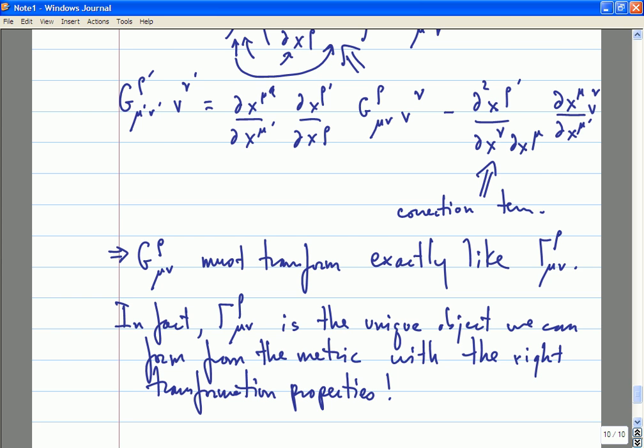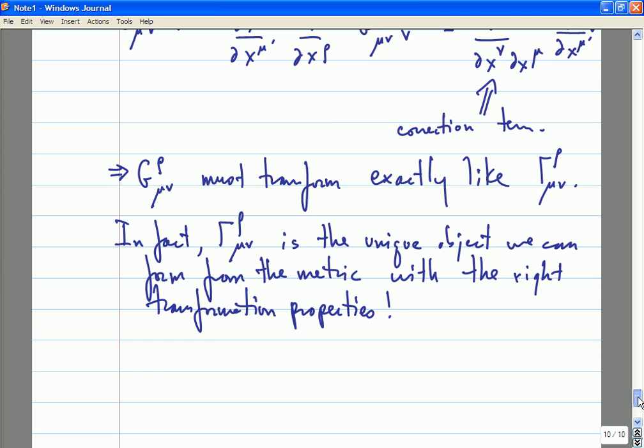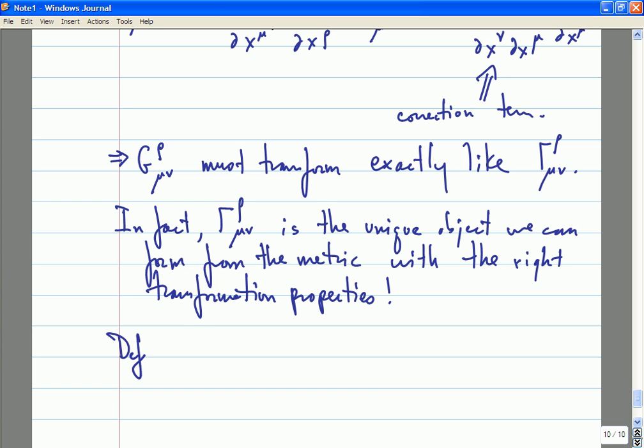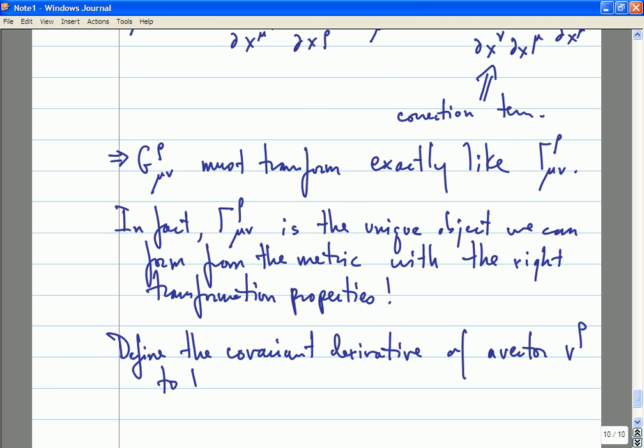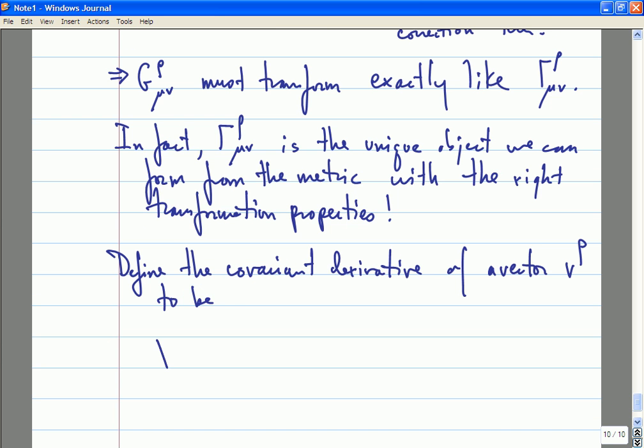So without any further ado, we define the covariant derivative of a vector, v rho, to be the 1 comma 1 tensor, which is given by the usual expression involving partial derivatives plus a correction term involving the Christoffel symbol.